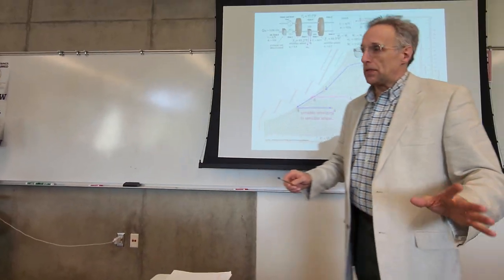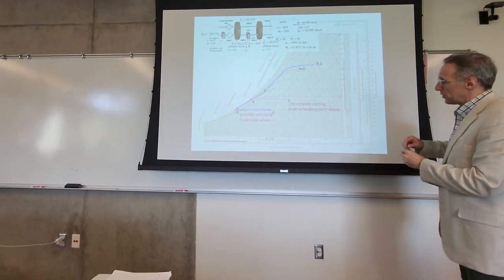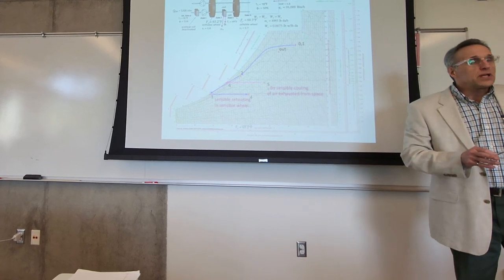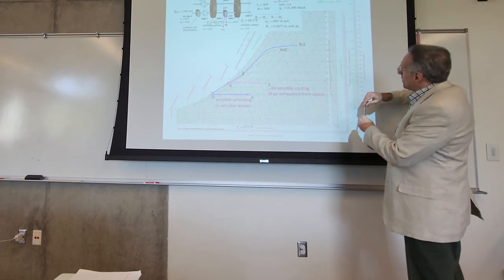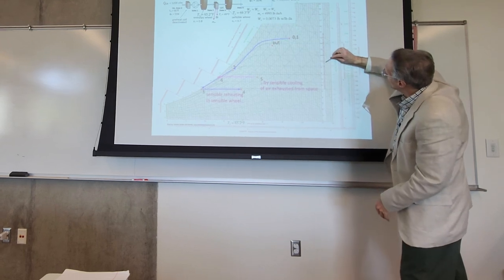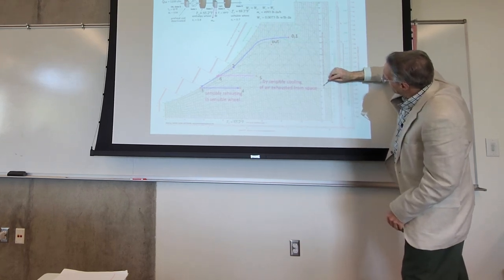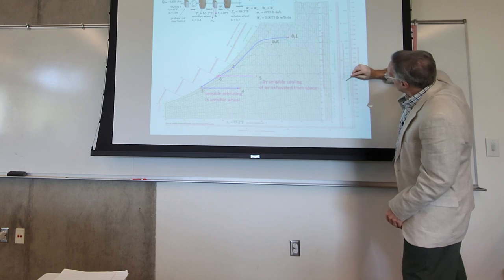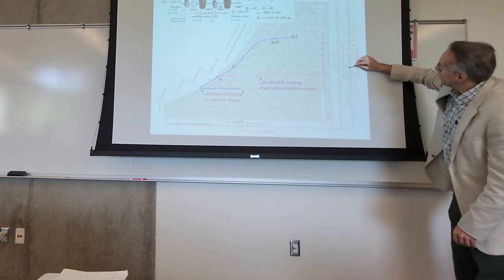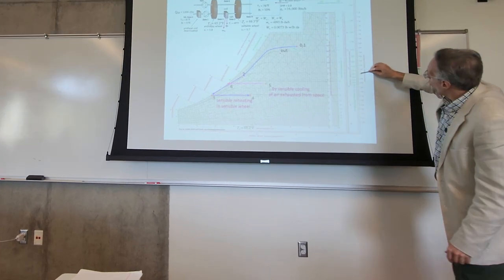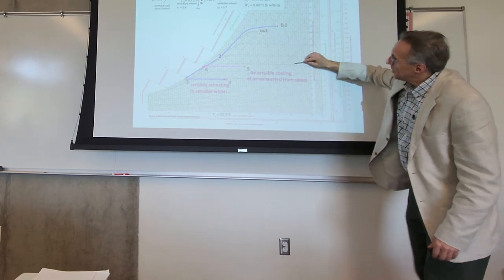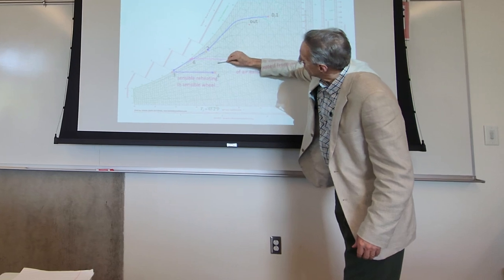You wouldn't do this by itself. And you can probably see the reason. If you look at the sensible heat ratio here, it's 0.8. And that sensible heat ratio is, where is it? Here it is. So if you draw a line from 0.8 and let it intersect here, it's going to go something like that.